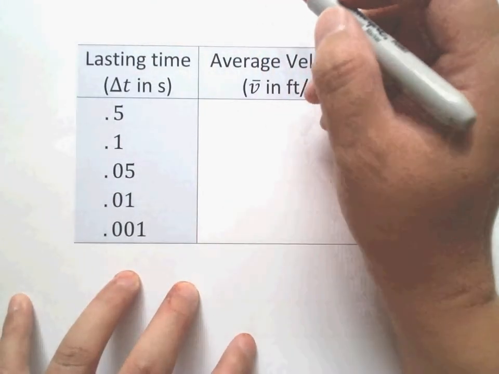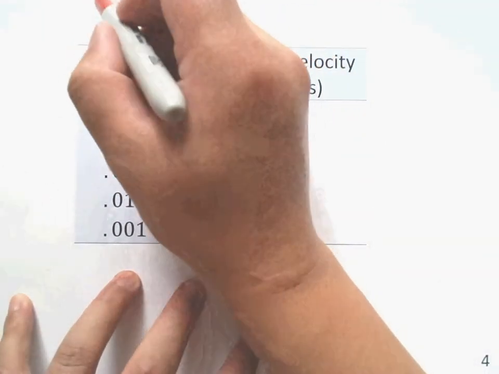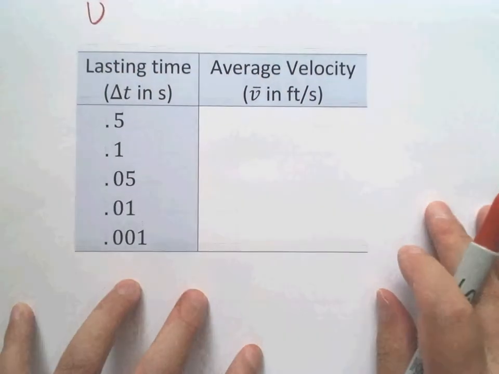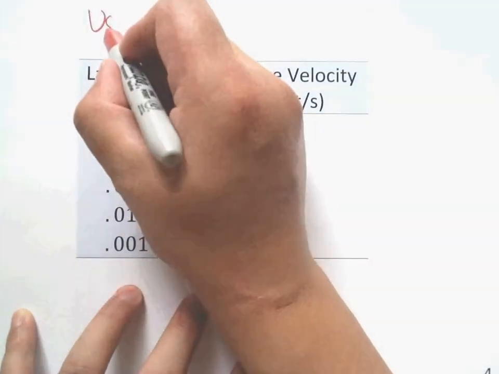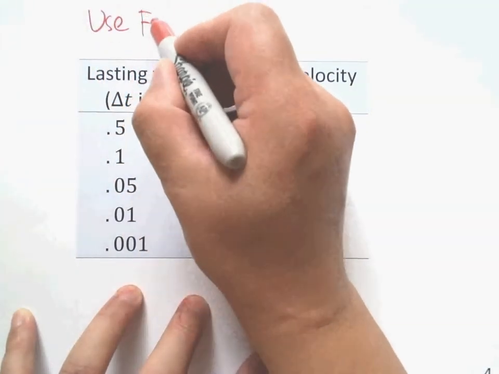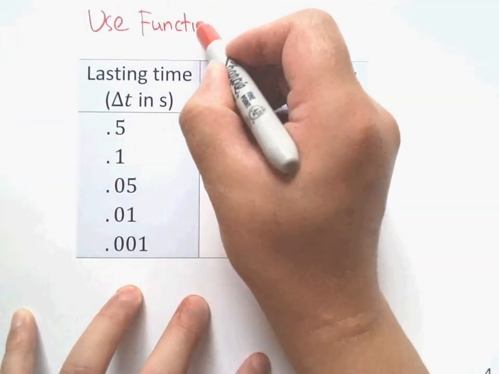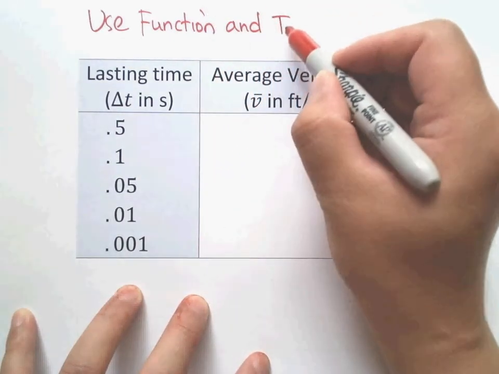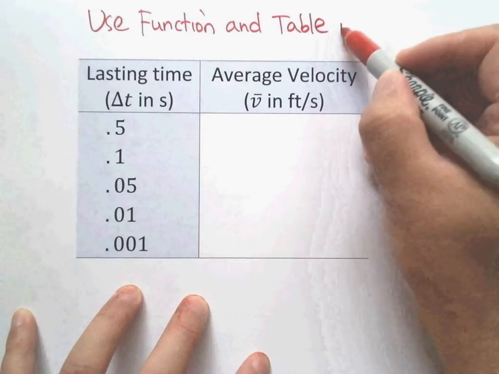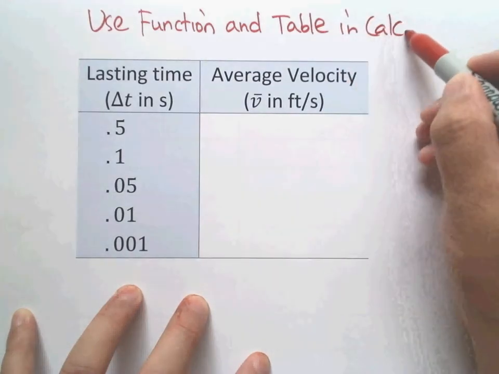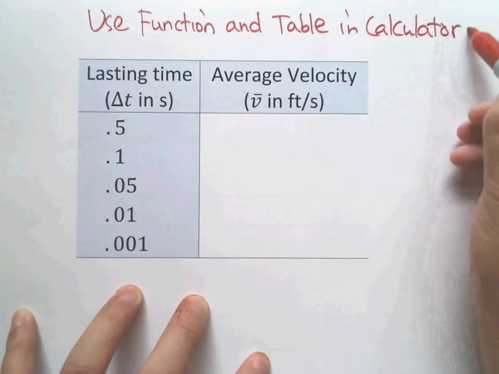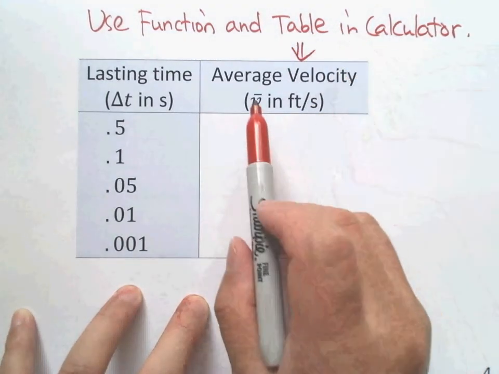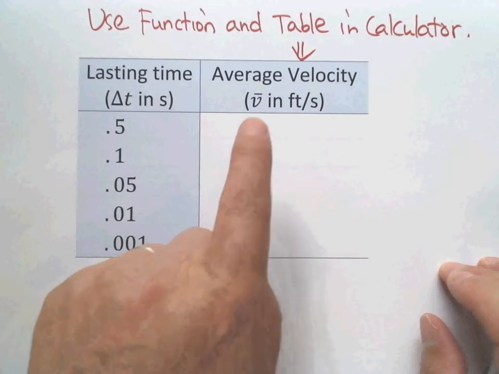So which calculator should we use? The function and the table in the calculator, right? We did this in the last topic. I was going to use the function and the table in the calculator, the Texas Instruments 83 or 84, to find what is here.